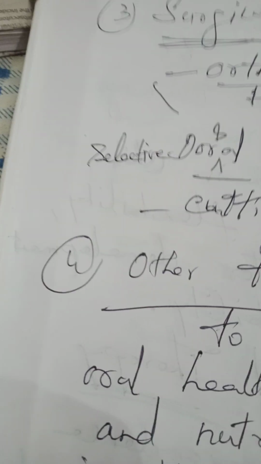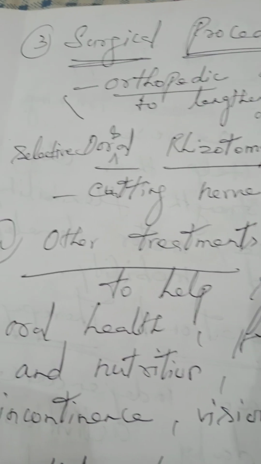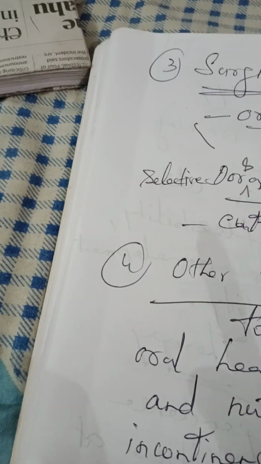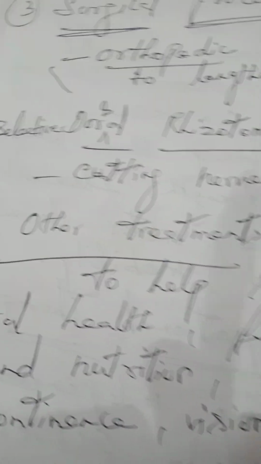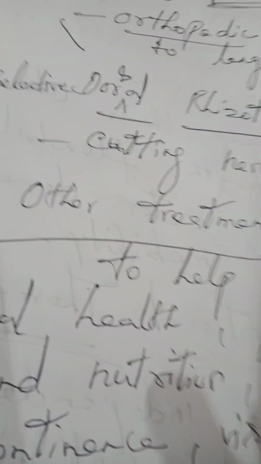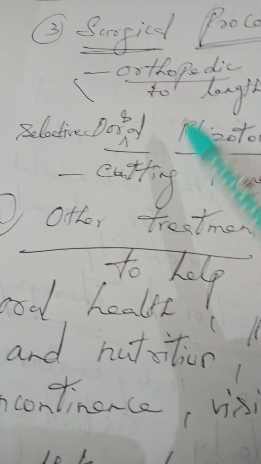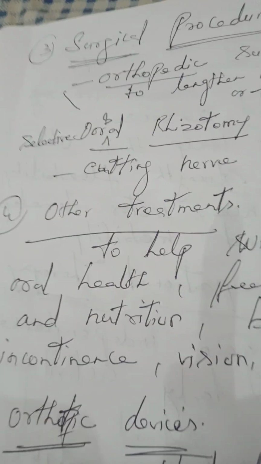Third one, surgical procedures. The surgeries are done to improve their conditions. Orthopedic surgery is done to lengthen their muscles or tendons. Another one, selective dorsal rhizotomy. Here the nerve fibers are cut. So, orthopedic surgery and second, selective dorsal rhizotomy to cut the nerve fibers.